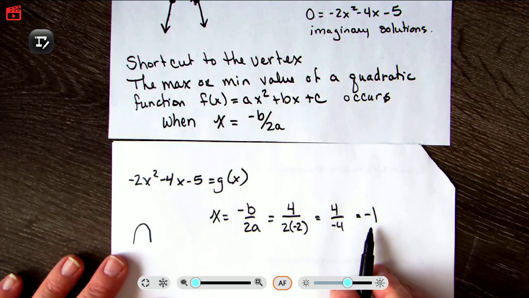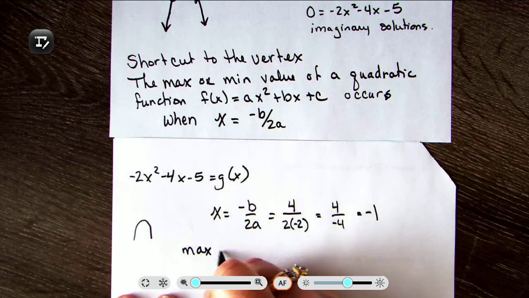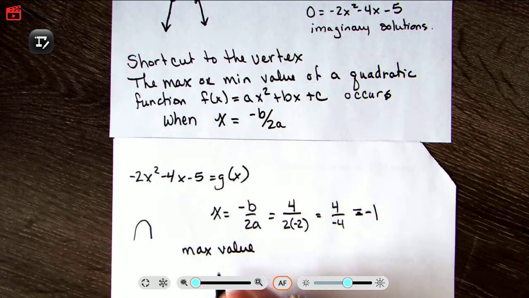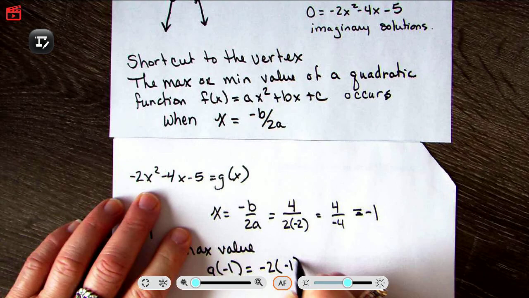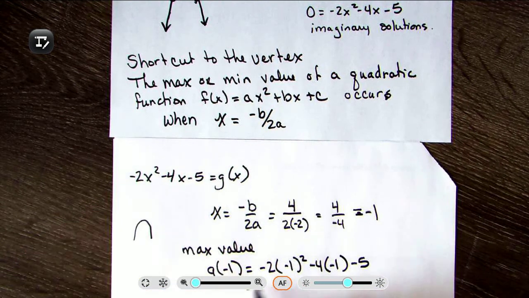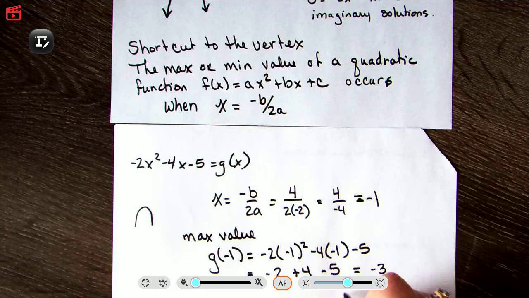We can find the actual value, so this is going to be our max value, by putting that -1 into our function. So -1 squared. Okay, so this is going to be a -2 plus 4 minus 5. So -2, that's a +2, minus 5 is -3. Notice our vertex in the problem we had was (-1, -3).